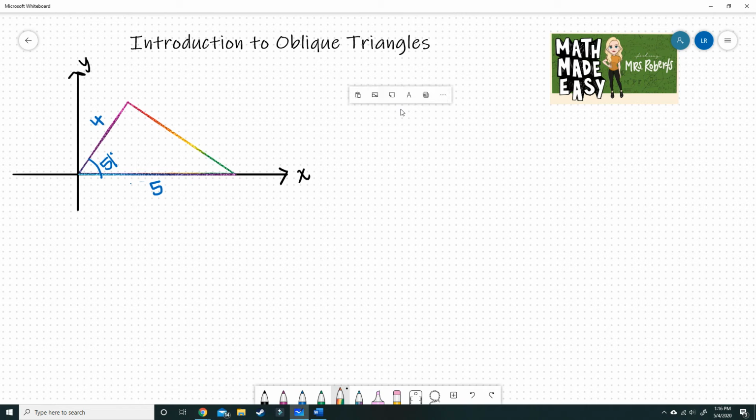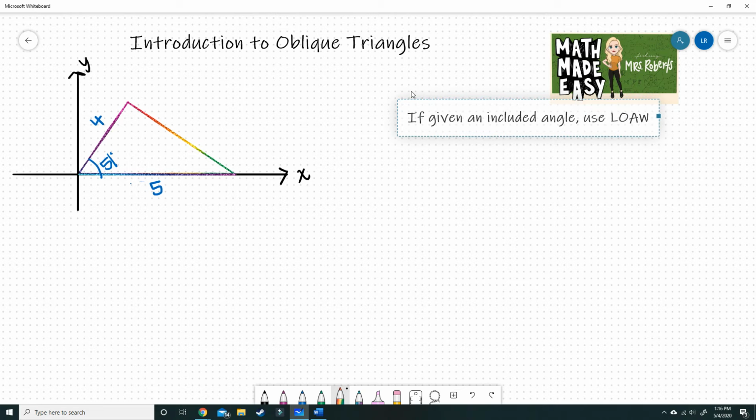Now, the first thing that is important to note: if given an included angle, use law of cosines. And what does an included angle mean? That means it is the angle that is sandwiched in between the sides.